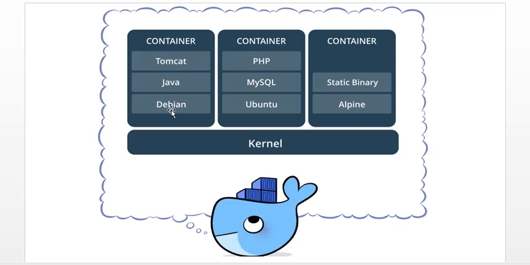So here if you see, there are different operating systems, and on top of that there are different applications running, everything on a single machine, single kernel, single operating system. So that's Docker. It's a virtualization, but it's not like a VM, there's a difference. It's a very lightweight VM, we can say that.